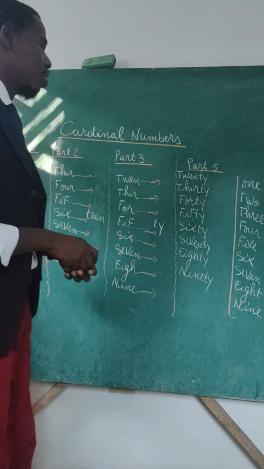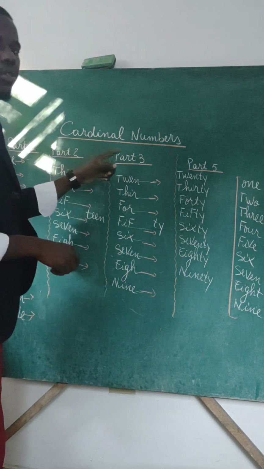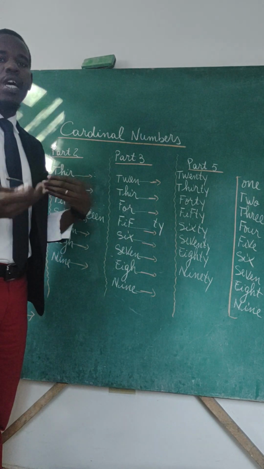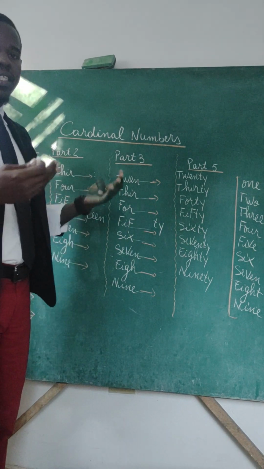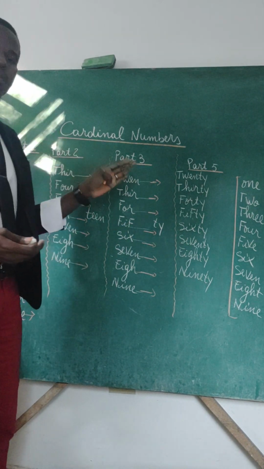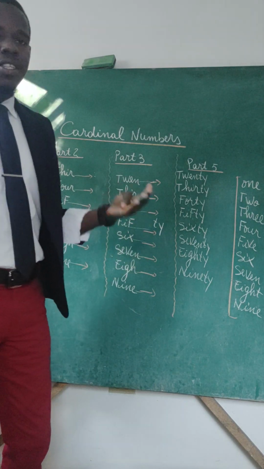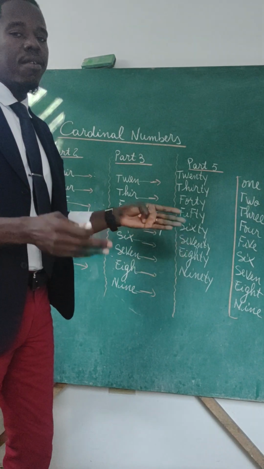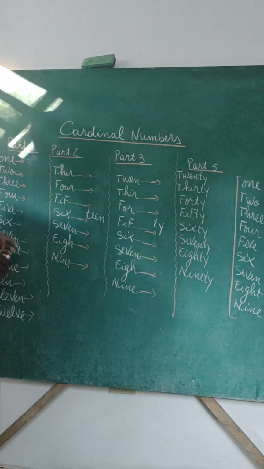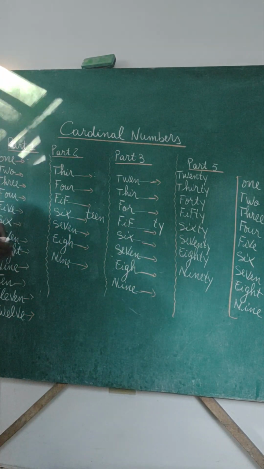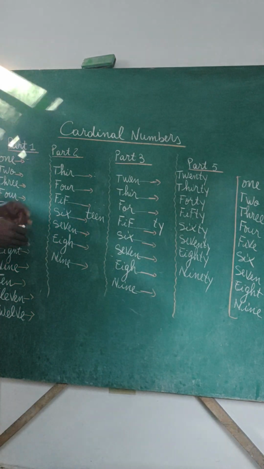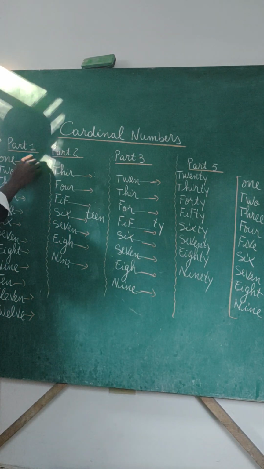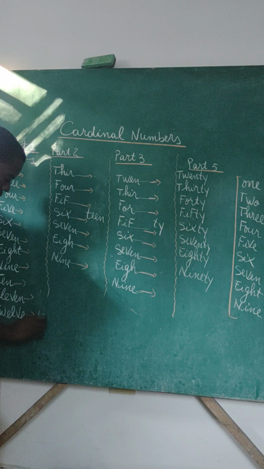Let's go to the board. Let's get started. So, cardinal numbers. As a teacher, what I do is divide this into different parts to make my students understand how to count from 1 to 99 very well. So the first part, I call it part 1. Part 1 is from this number to that number.